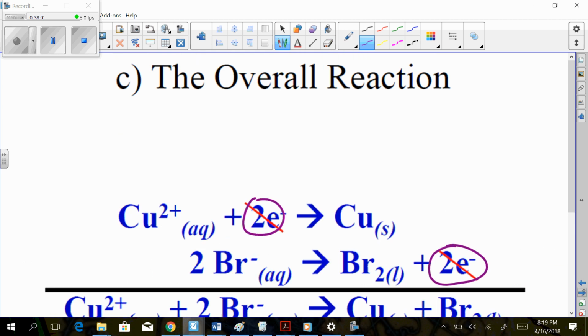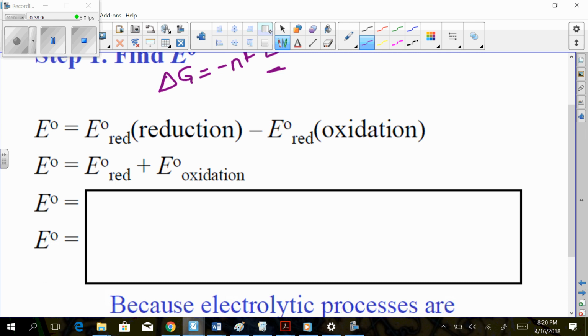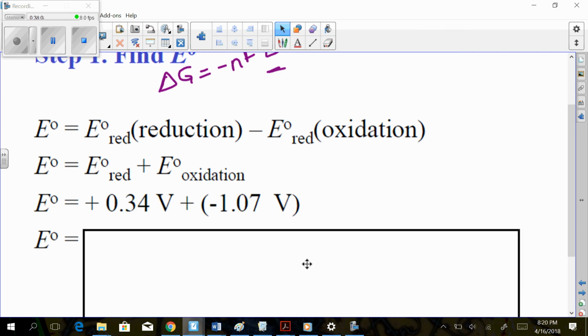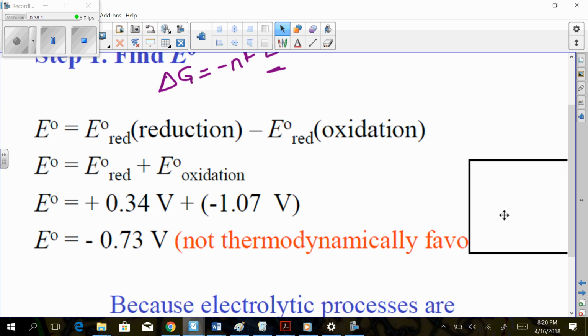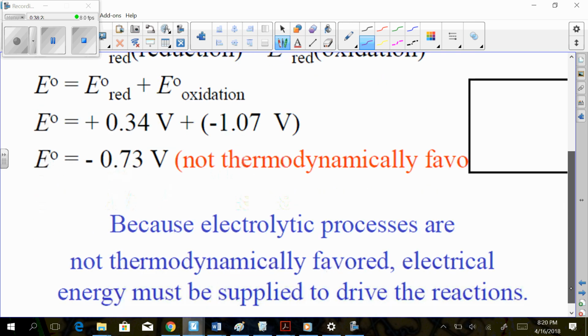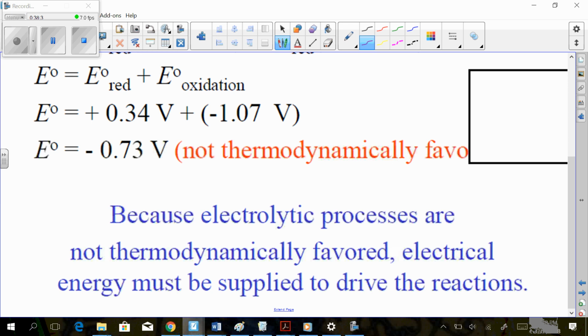When we come back over here and put those numbers in and add them together, we get a negative number, which is what we would expect. We have negative 0.73 volts. This negative number tells us this is not thermodynamically favored. So this is not going to happen unless you add in some kind of energy source or direct current. That's what we saw, where instead of the light bulb for galvanic cells, now we actually have a power source.